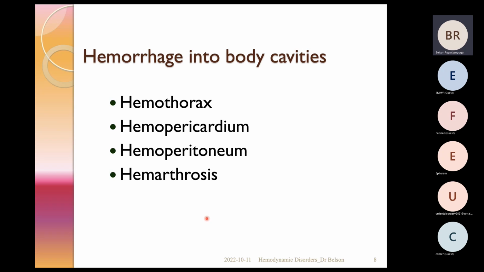Hemothorax. Hemo means blood, thorax means the thoracic cavity here. So it means there is a collection of blood or hemorrhage inside the thoracic cavity. Hemopericardium: there is hemorrhage within the pericardial sac. You know, these membranes are always two, visceral and parietal. Between them there is a cavity. That cavity usually contains a small volume of fluid, which serves as a lubricant there.